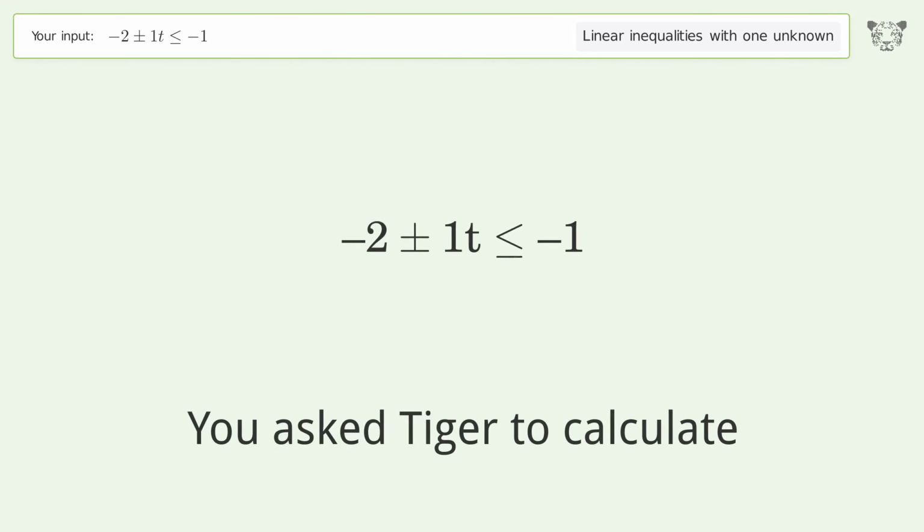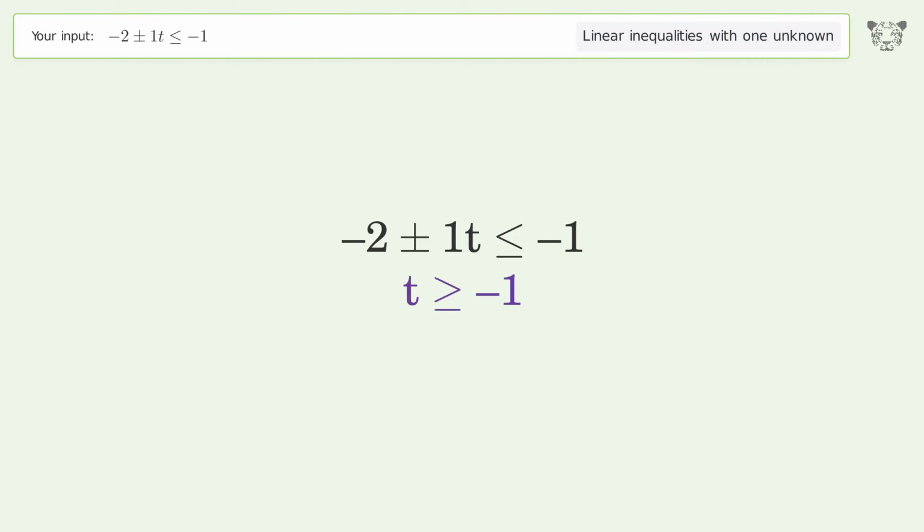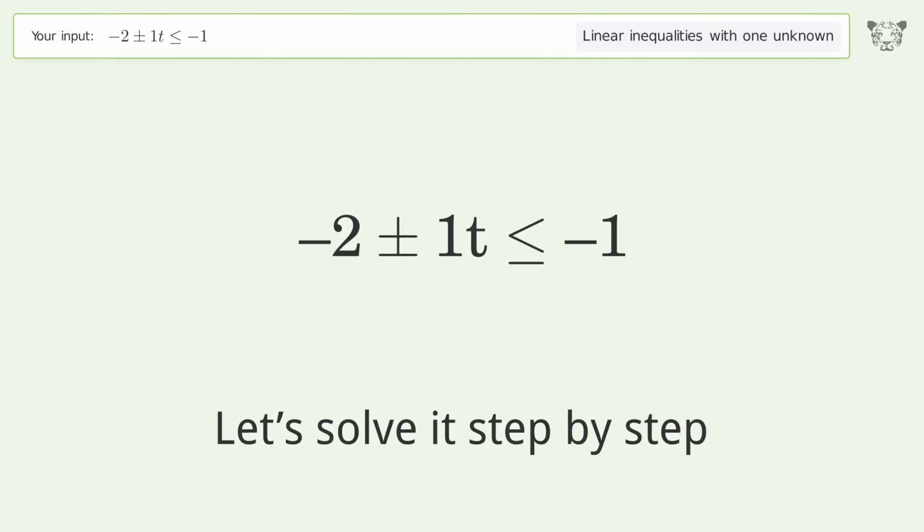You ask Tiger to calculate. This deals with linear inequalities with one unknown. The final result is t equal or greater than -1. Let's solve it step by step.